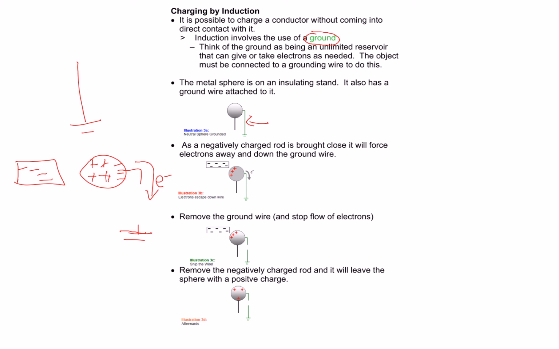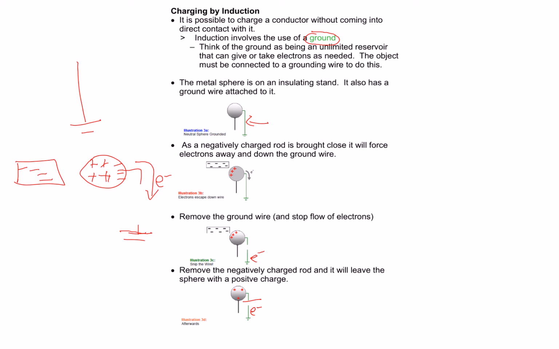So if we stop the ground, that means all those electrons that were chased down the ground wire can't get back. So now when we pull our rod away, we've lost those electrons. So you can see here in this case, some of the electrons have gone down into the ground, but once we cut the wire, those are stuck there, they can't get back up. So now our sphere has a lack of electrons, so that means it'll be positively charged.